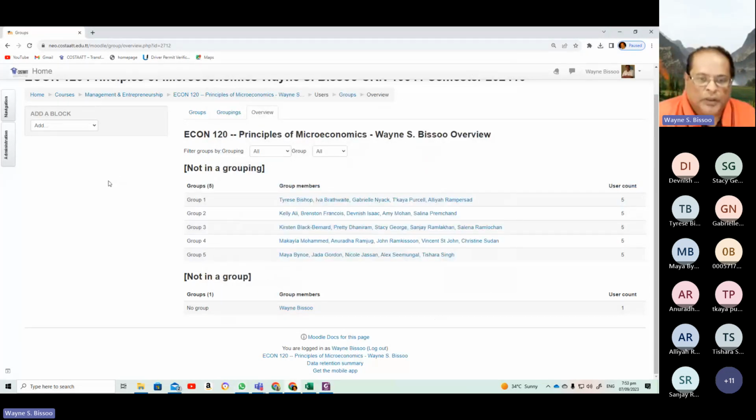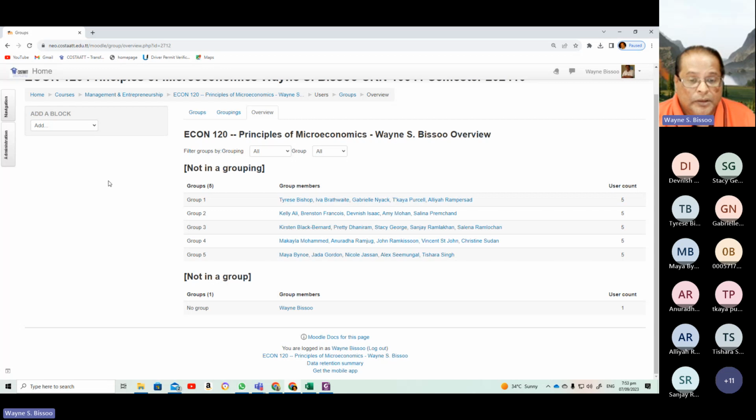So group 1 is Bishop, Braffett, Nayak, Purcell, and Rampasad. Group 2, Kelly Ali, Branston Francois, Devnish Isaac, Amy Mohammed, and Selena Premchan. Group 3, Kirsten Black Bernard, Priti Daniram, Stacy George, Sanjay Ramlakan, and Selena Ramlochan.